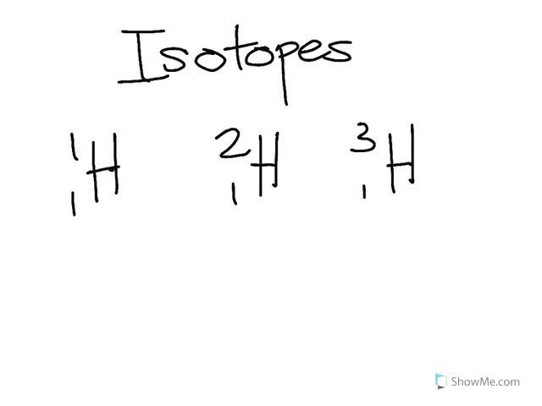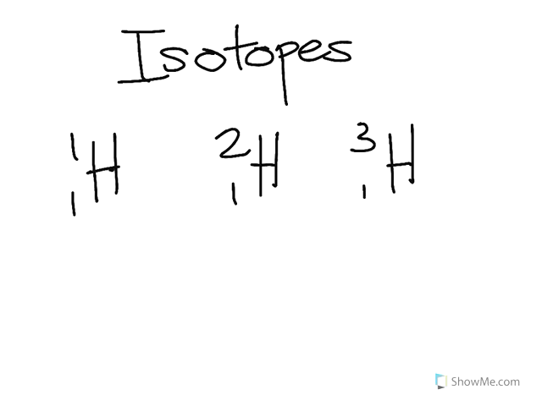Today we're going to take a look at isotopes and their definition. Isotopes are atoms of the same element. They share the same atomic number, or the same number of protons in their nuclei. The difference is that they have different numbers of neutrons within their nuclei.